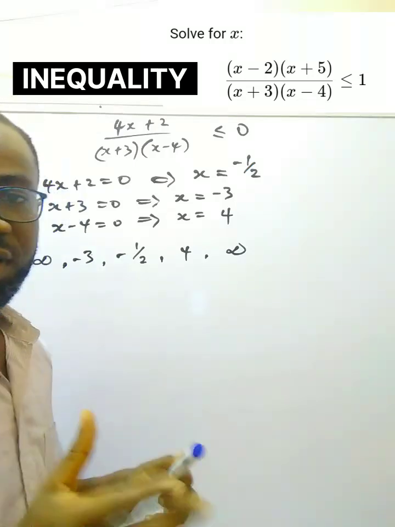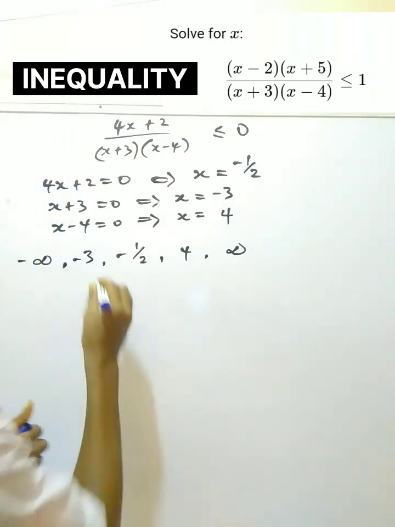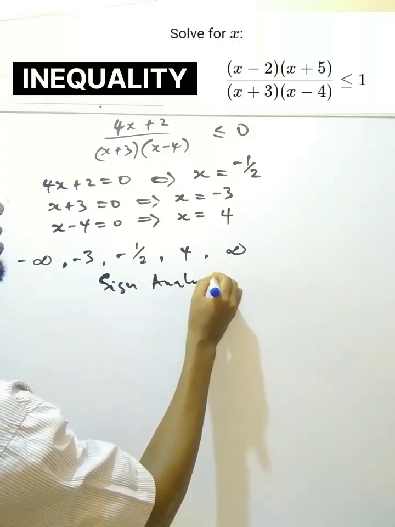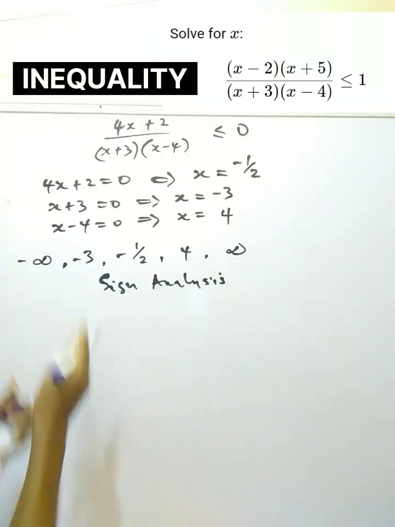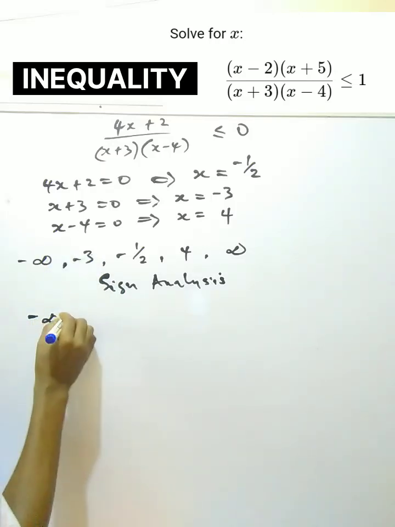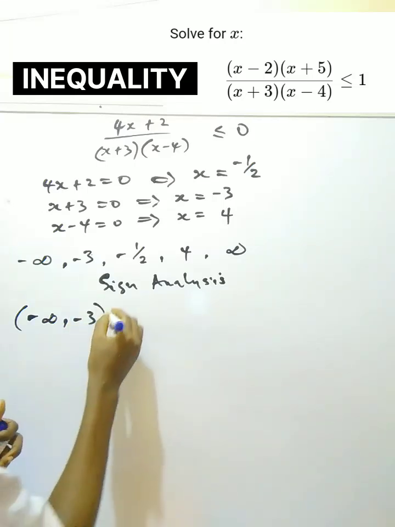Now we are going to take the intervals. How do we take the intervals? We take the pairs to do our sign analysis. Now let's take these first two pairs. So we are taking minus infinity and minus 3.